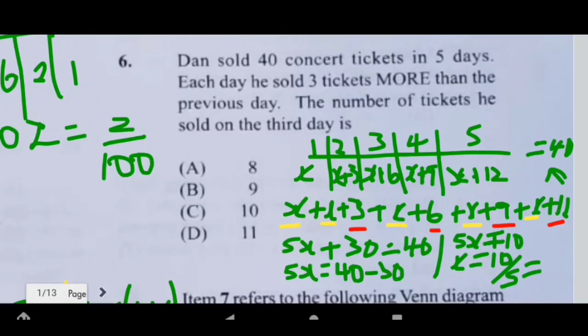which gives our answer as 2. So we know that X is equal to 2, and we need to find how many tickets were sold on the third day. So on the third day, X plus 6 tickets were sold. So X plus 6, and since we know X is 2, 2 plus 6 would give us a total of 8 tickets sold on the third day. And that gives us our answer as A.